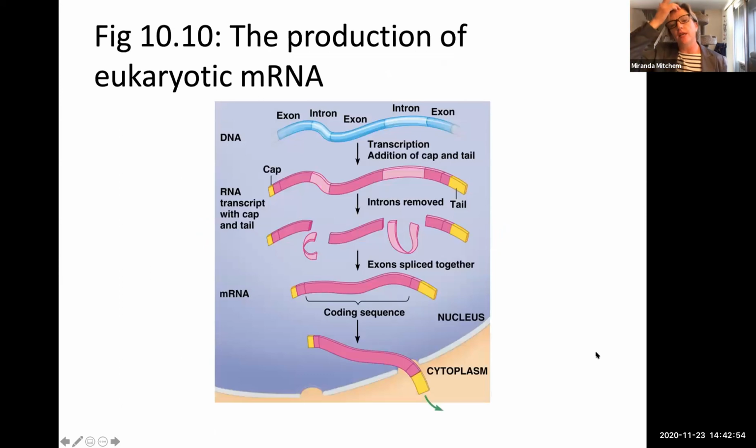Transcription occurs in the nucleus. Now, in eukaryotic messenger RNA, there are some other steps that have to happen. This is so that the right region is made into protein, and so that our messenger RNA molecule has the ability to move out of the nucleus.